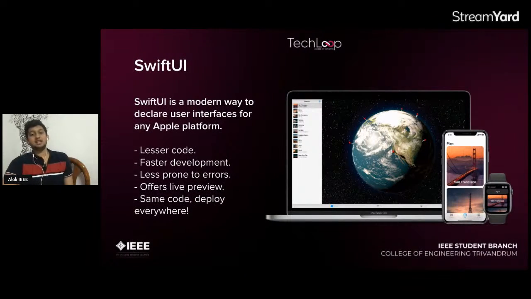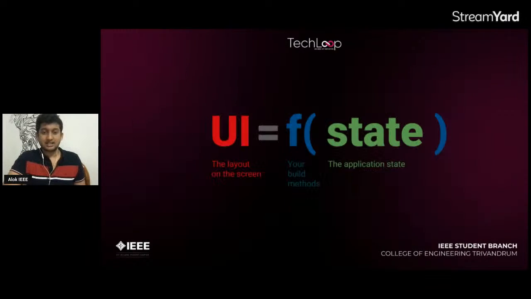So SwiftUI is a modern way to declare your user interfaces for any Apple platform. It is something called a declarative framework. So now, what is a declarative framework? Let's see. It is something like UI is equal to f of state. UI is a function of state.